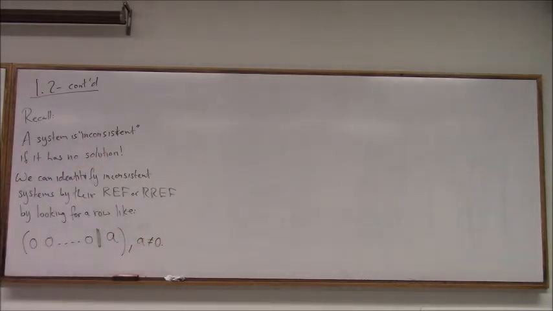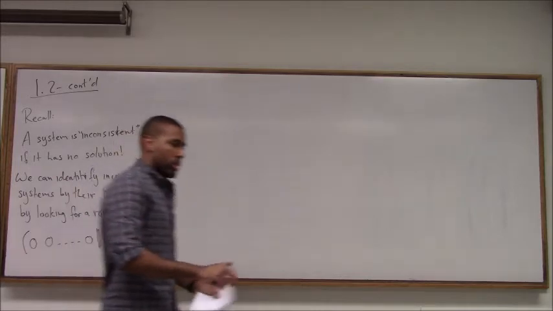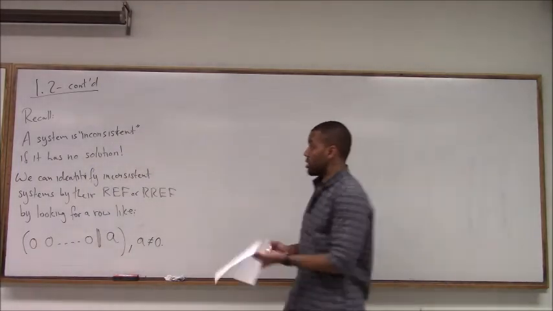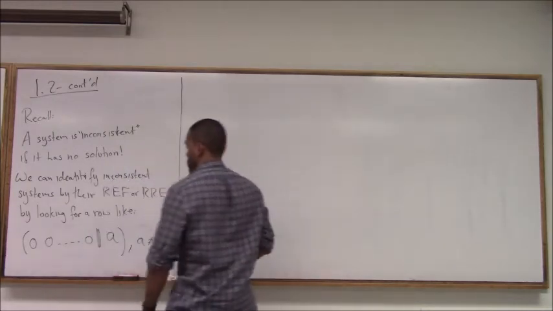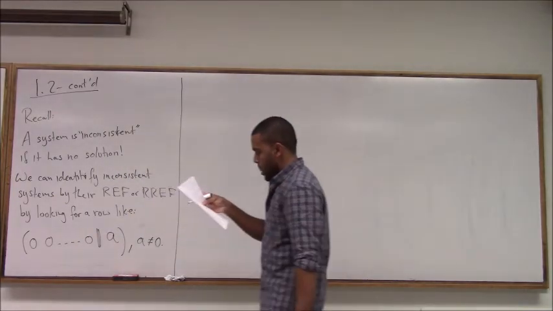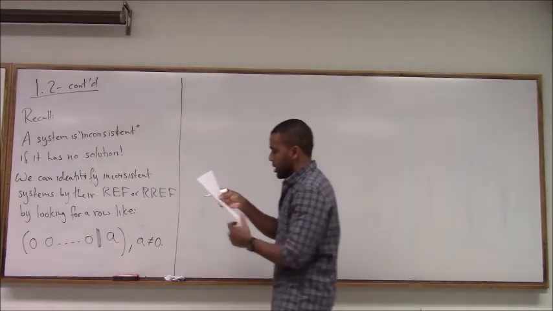This gives you an impossible condition, right? So if you want to figure out if a system is inconsistent or not, meaning it has no solution, all you do is find the reduced echelon form or the row echelon form. As long as you can reduce it to get a row that looks like this, it means that there's no solution to that system. And we call that system inconsistent. So I think that's where we ended up last time.